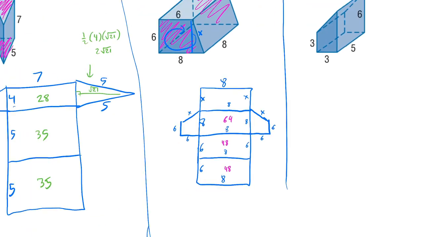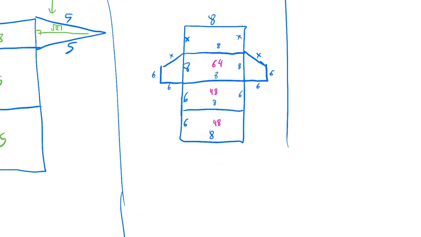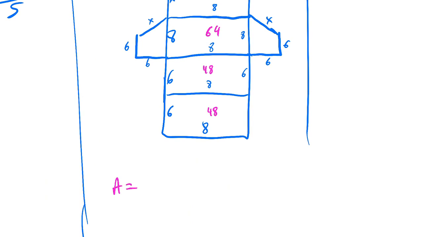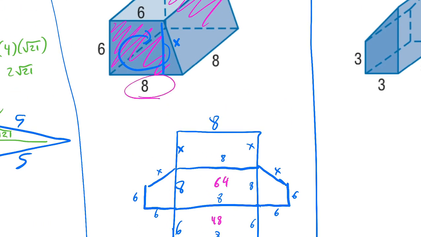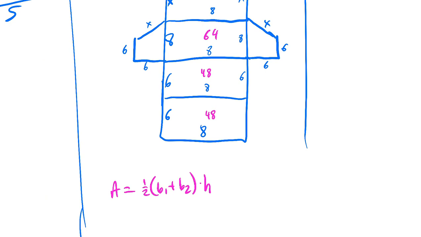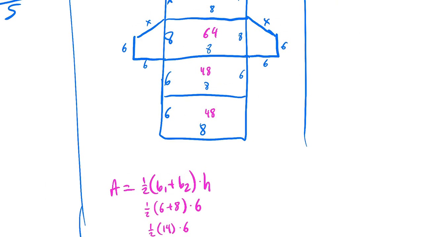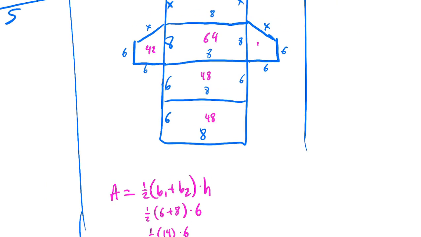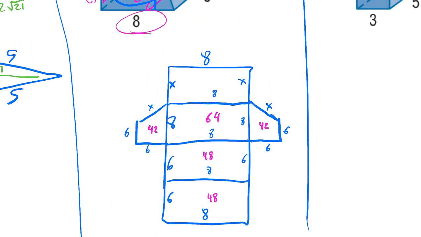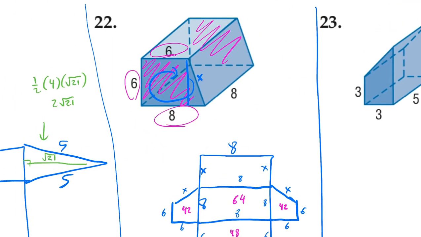Well, let's do the area of the trapezoid first, because that's directly just area equals 1/2 base 1 plus base 2 times the height. Well, in this, we have the base 1, we have the base 2, and we have the height. So that's 1/2 14 times 6, or 7 times 6, or 42. So we know the area of these two is 42. Now we just need to find that slanty height to find that last unknown area on top.